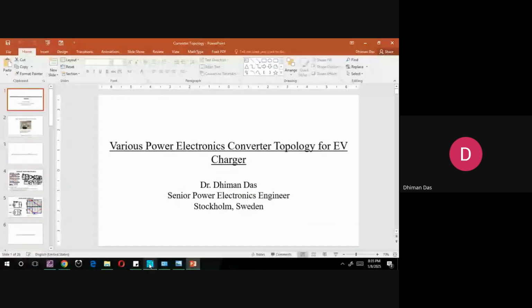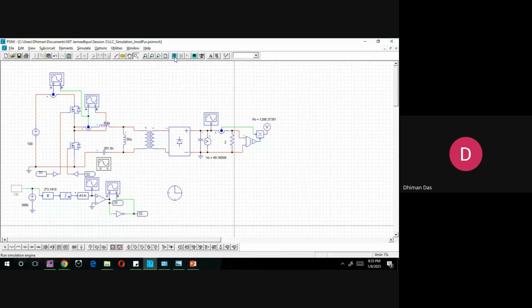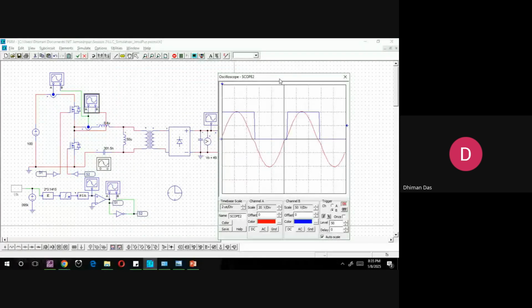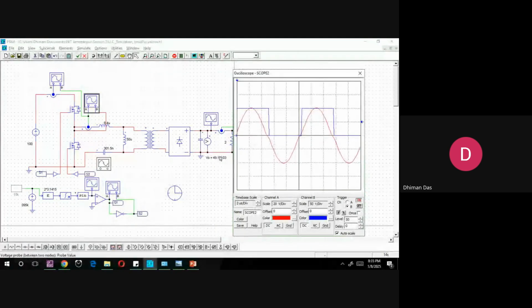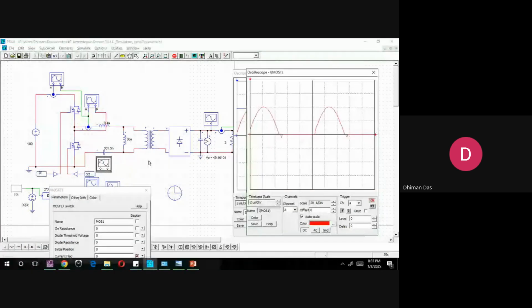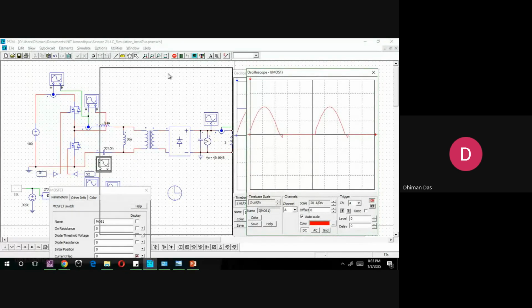Okay, so I made a simulation here. So you can see this is the tank current, and this is the voltage across the tank, and this is the output voltage. This is a half bridge topology, or you can say this tank is fed by a half bridge only. And this is the switch current. Okay, you see.